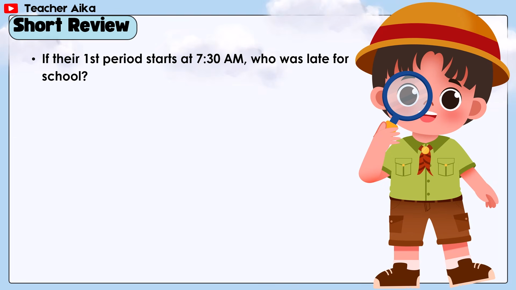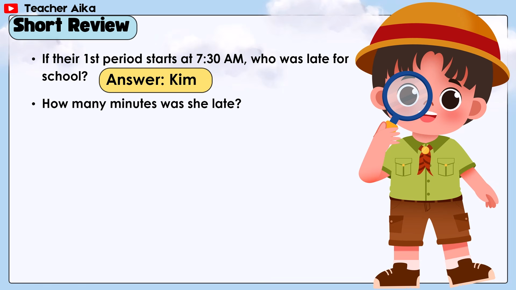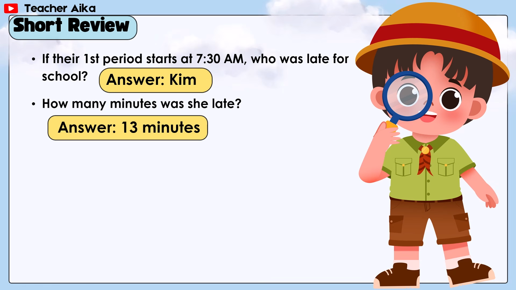If their first period starts at 7:30 a.m., who was late for school? The answer, Kim. How many minutes was she late? The answer, 13 minutes.